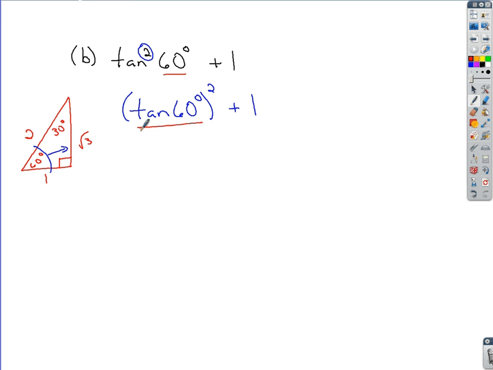Tangent of 60 degrees. How do you find a tangent? Opposite over adjacent. So opposite 60, root 3. Adjacent, 1. So you're going to have root 3 over 1, or just root 3, squared plus 1. If you square your root 3, we get 3 plus 1. Evaluating this expression, all we get is 4.